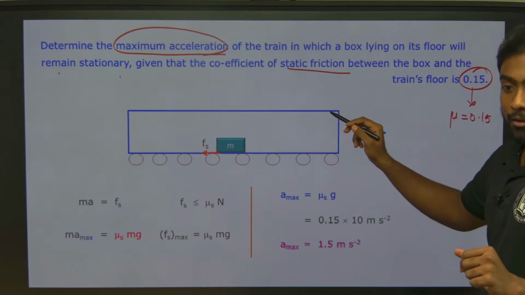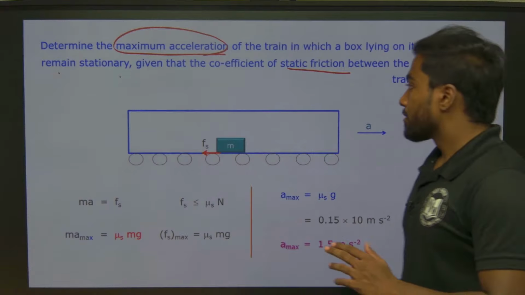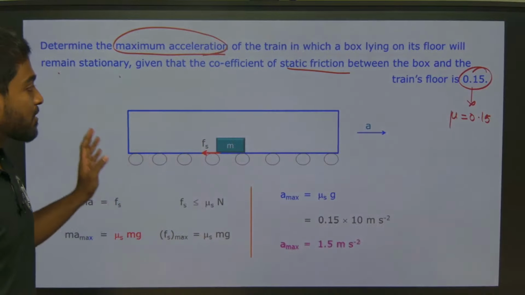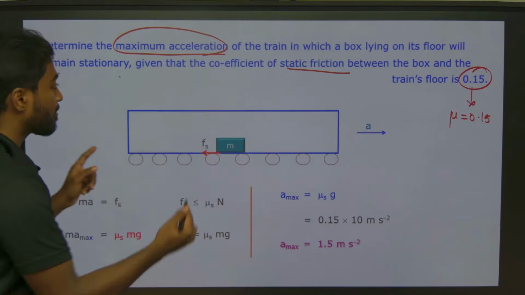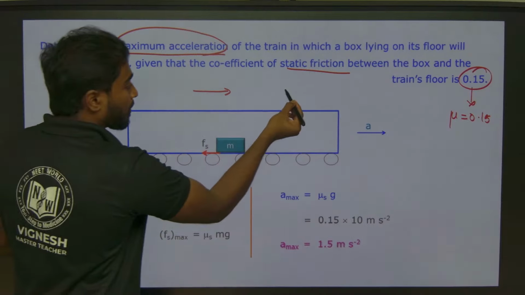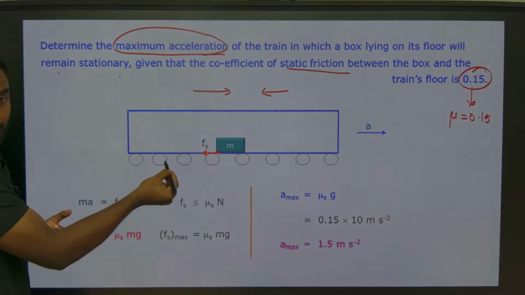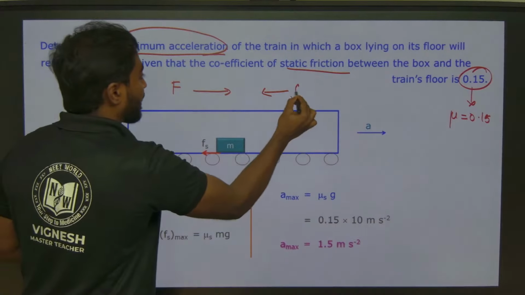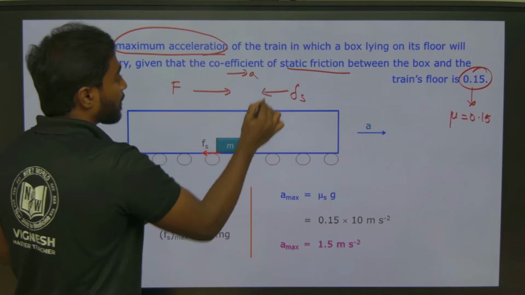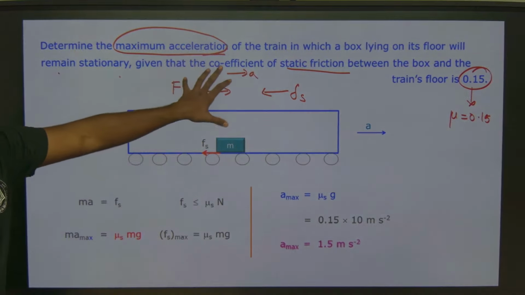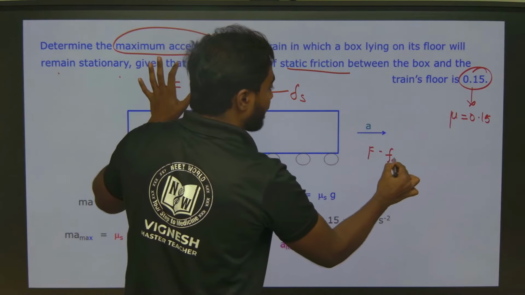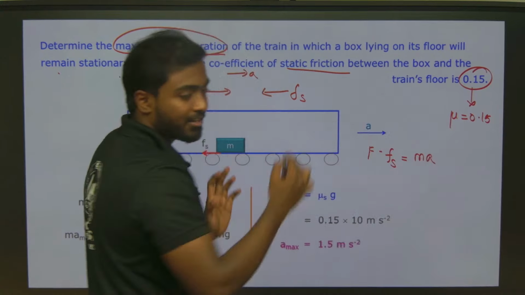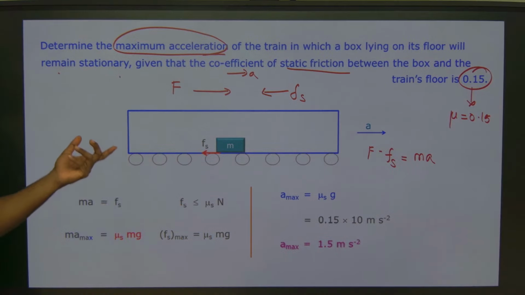So what happens here? The object is going in this direction, which means a force is applied in this direction. And the opposing force will be in this direction. So there is the force, the static friction, and the acceleration. If I write the equation, F minus static friction will be equal to mass into acceleration, right?